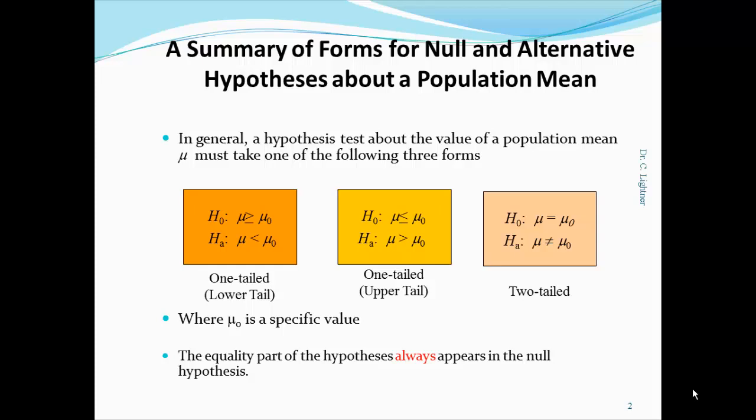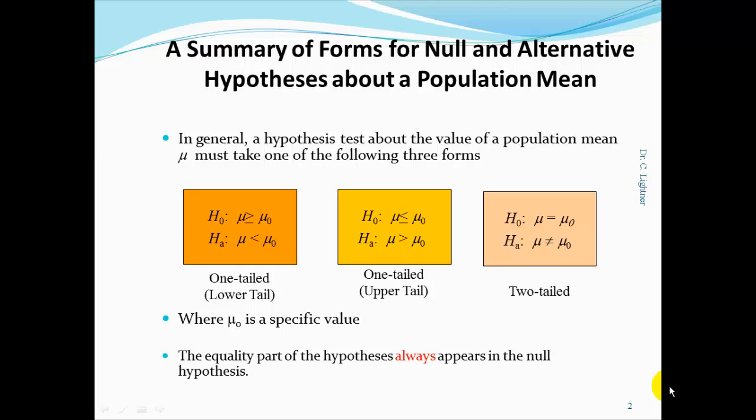In our second case, we have a null hypothesis, which is the population mean is less than mu0, which represents a specific value. Again, we will not focus on whether there is an equality sign present in this null hypothesis. For our last case, we have a null hypothesis, which is the population mean is equal to mu0, a specific value.